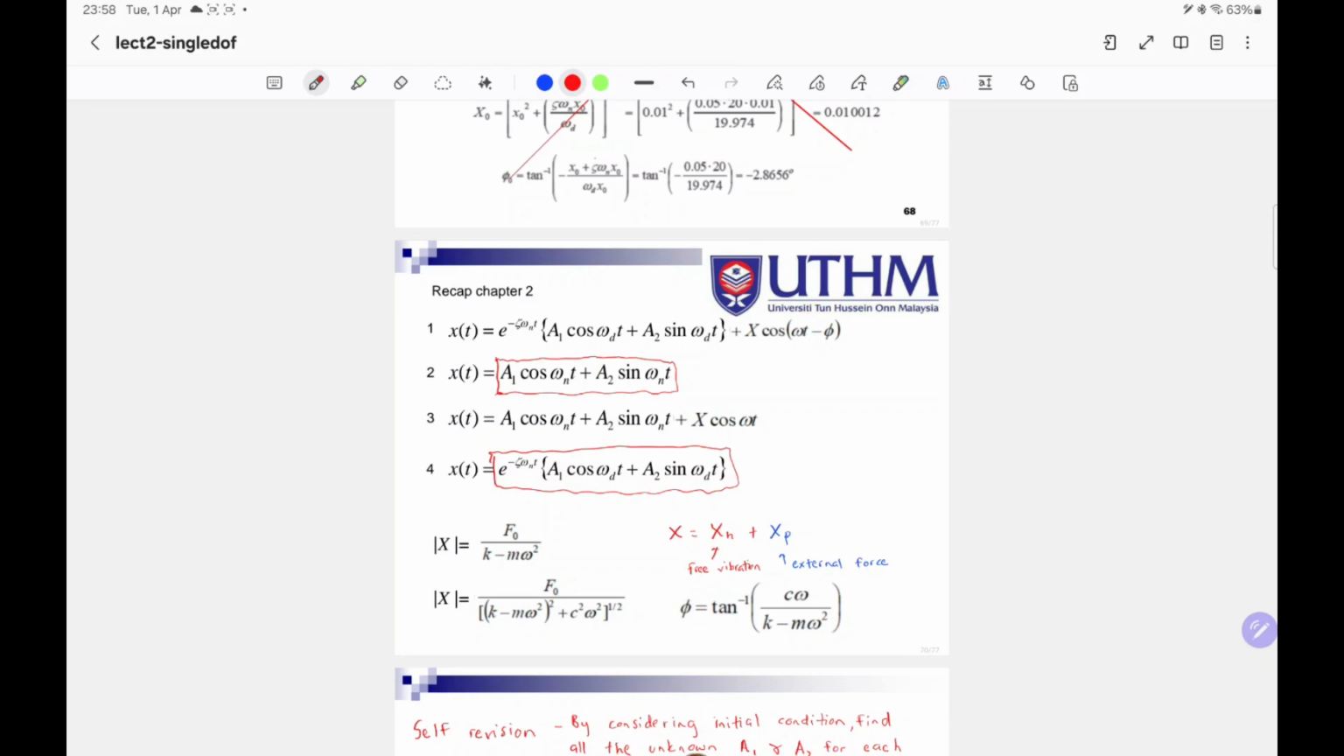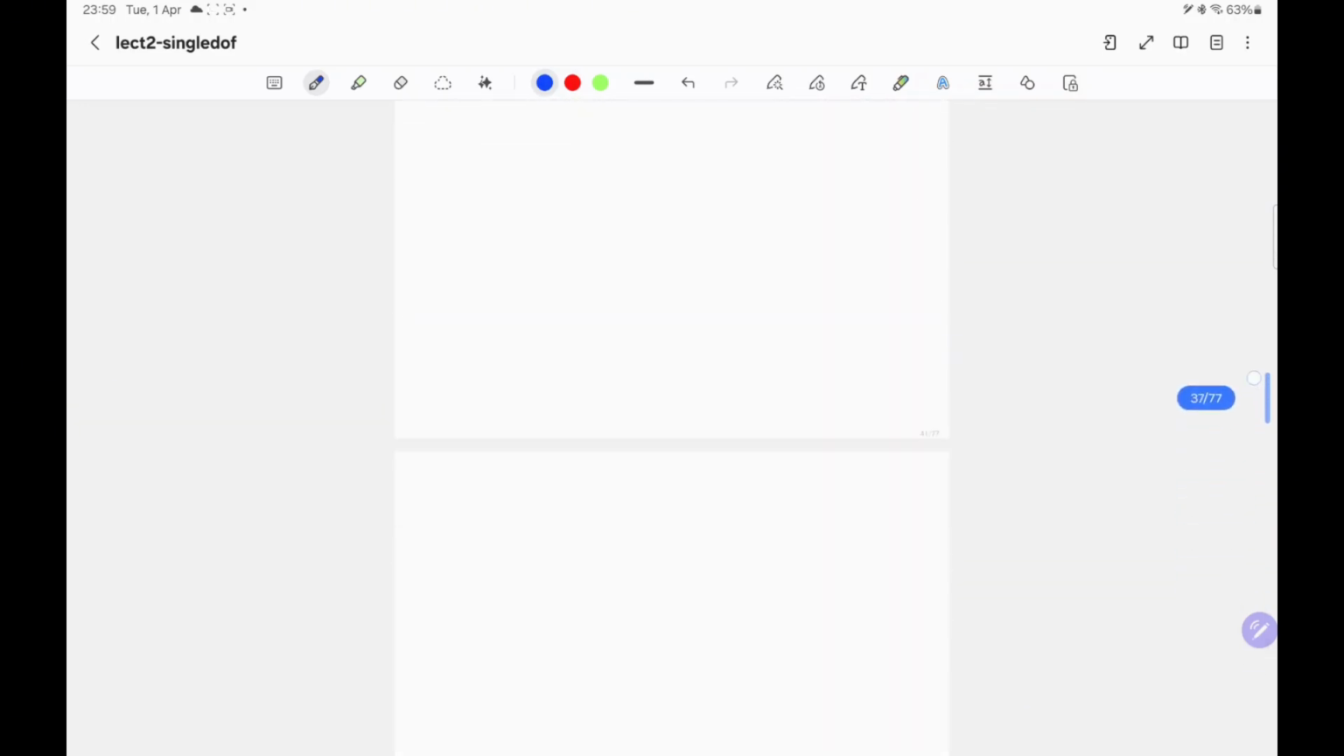Okay, so if we look at forced undamped vibration, this is the XH homogeneous solution, plus this is the particular solution, right? And the same goes for forced damped vibration. This is the homogeneous solution, plus this is the particular solution, right? So I hope by now you can see the difference between homogeneous solution and particular solution.